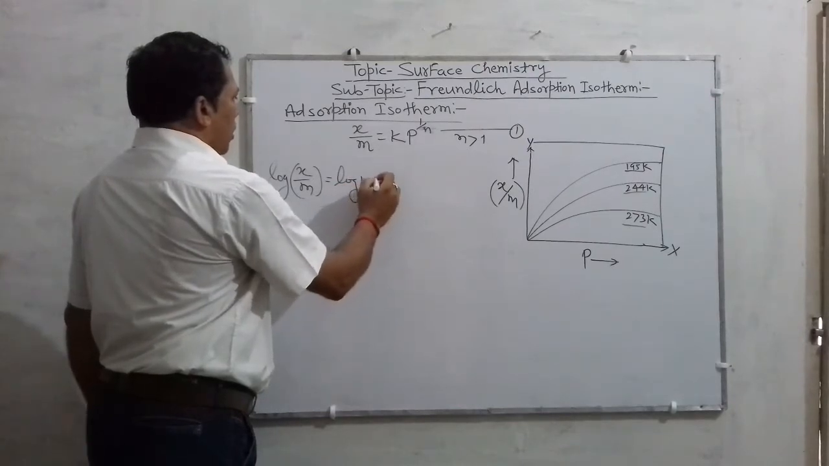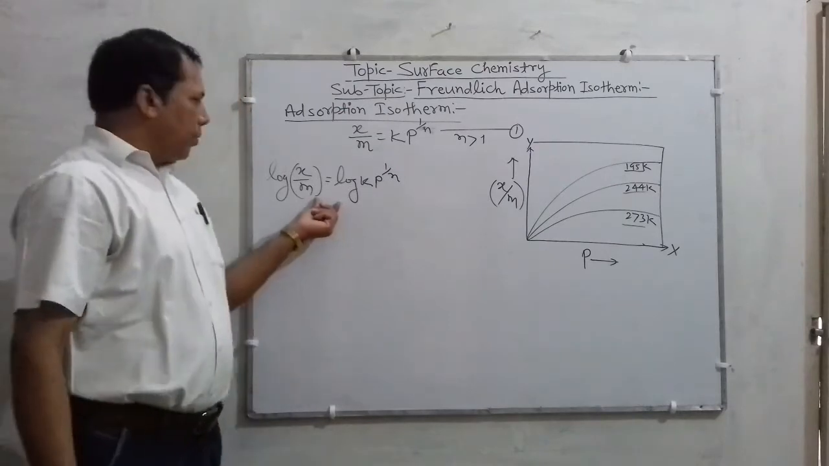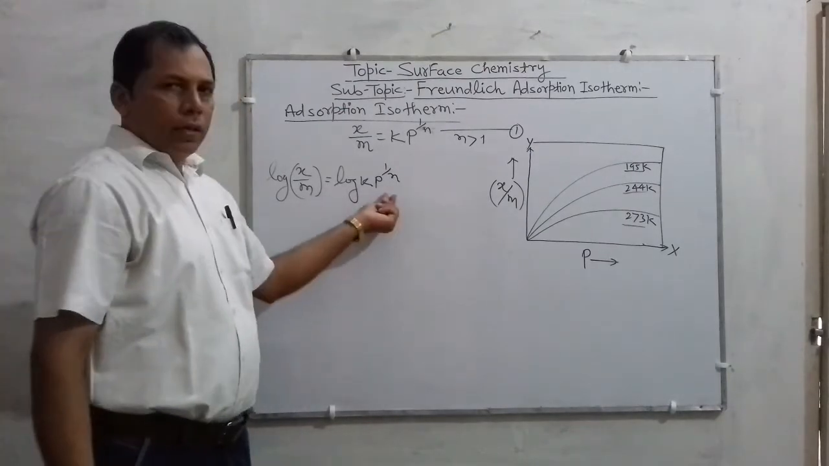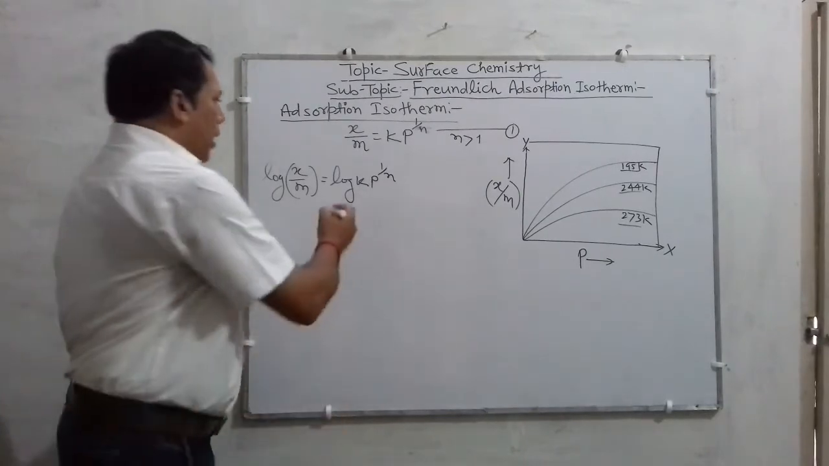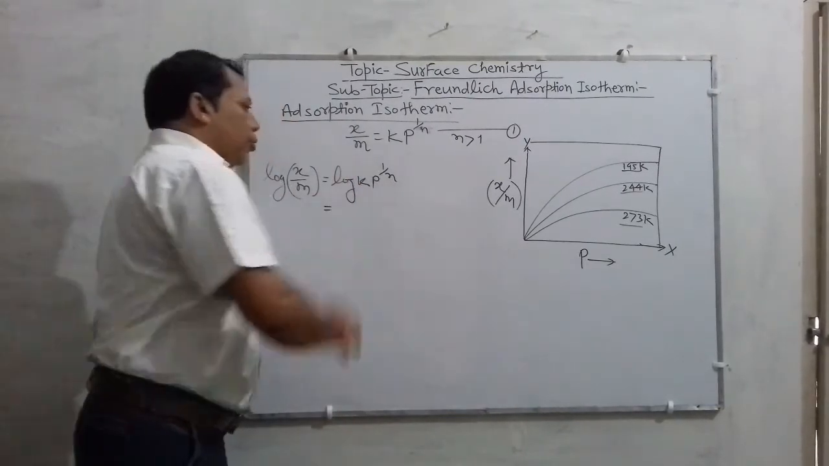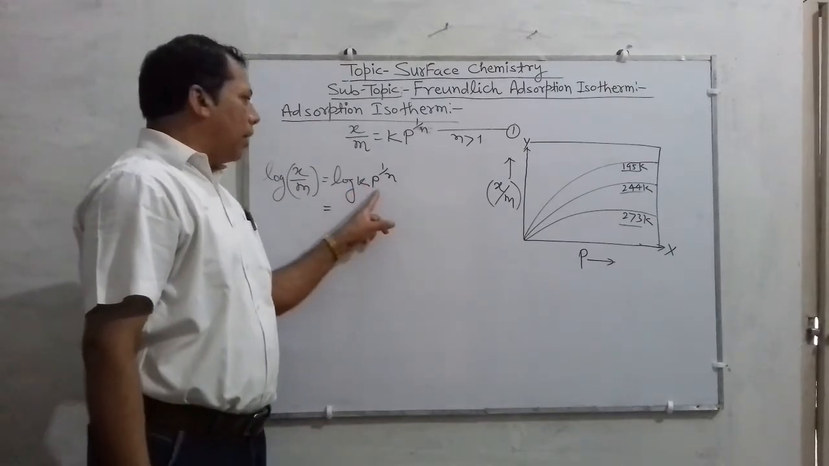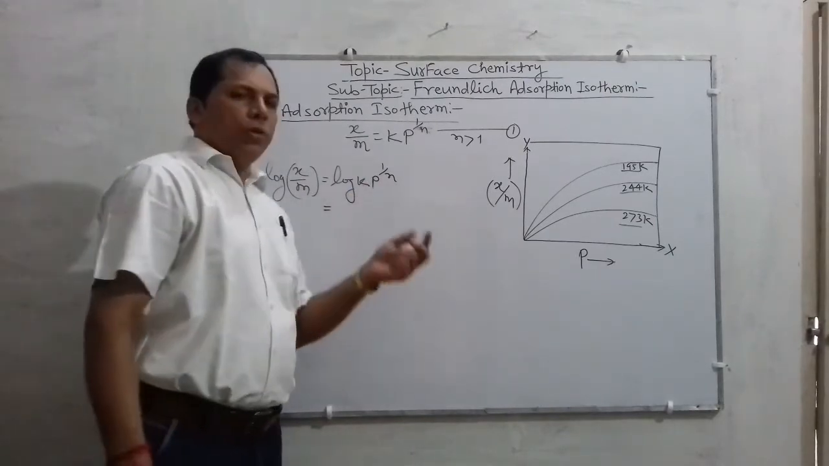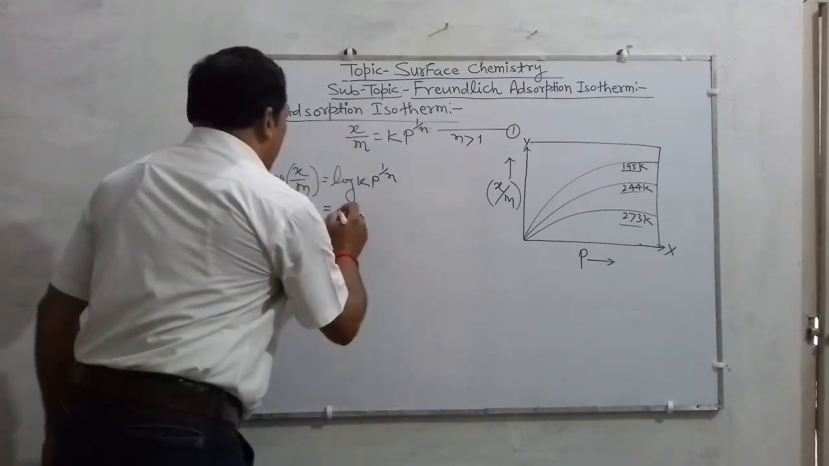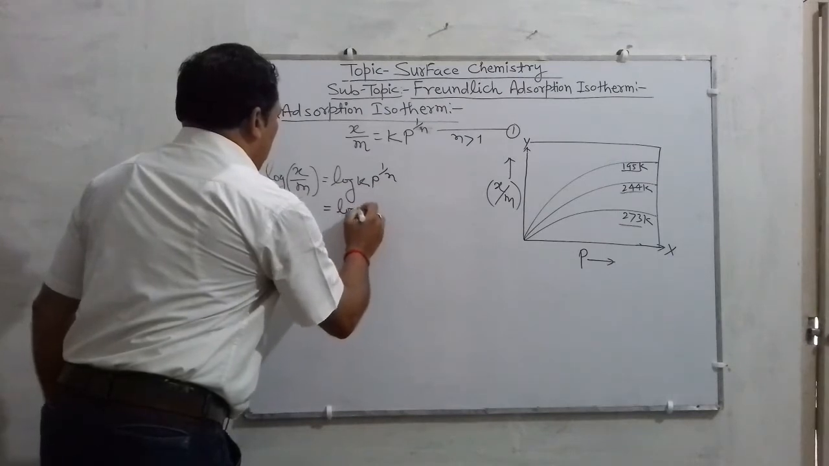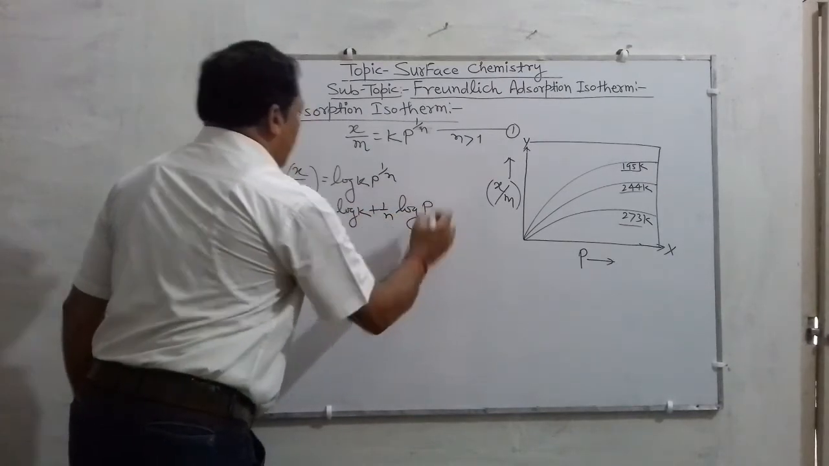So log k p to the power 1 by n can be written, student. This can be written, am I right? And this log k p to the power 1 by n is what? This is in the form of log m into n. So log m n is log m plus log n. So this can be written as log k plus 1 upon n log p.